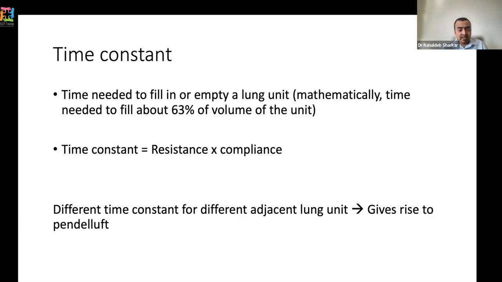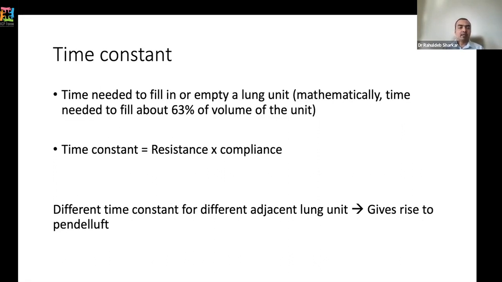Time constant is a question that may come, and there is a lot to discuss, but very briefly, it's the time needed to fill or empty any lung unit. Every single lung unit has its own time constant, but you can't measure each unit individually. So you have to measure the whole lung together, but understand that each lung unit works differently. Although it says time needed to fill or empty a lung unit, mathematically speaking, it is the time needed to fill about 63% of the volume of any lung unit.